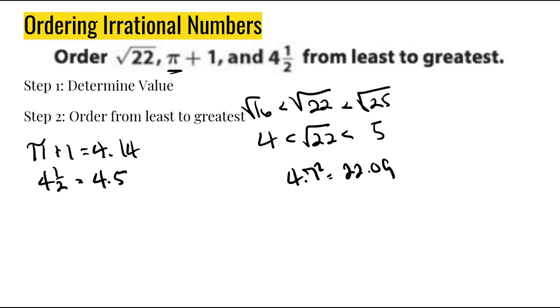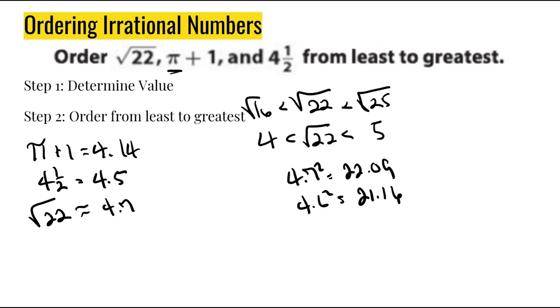And we get 22.09. Okay, so we go down to 4.6 just to make sure there isn't one that's closer, and we square 4.6 and you get 21.16 when you square it. So that means that 4.7 is slightly closer, so we can say the square root of 22 is about 4.7.